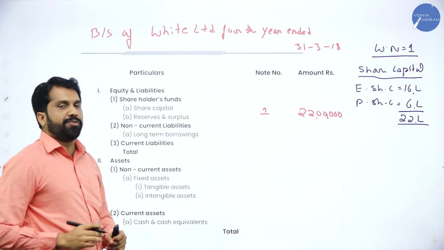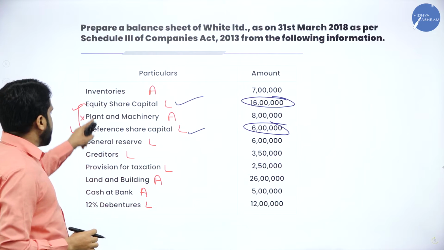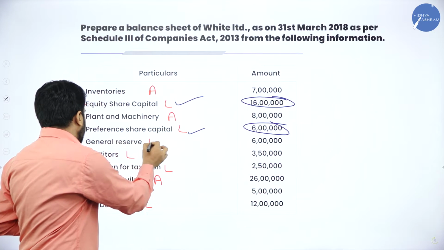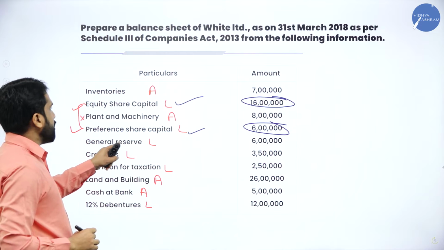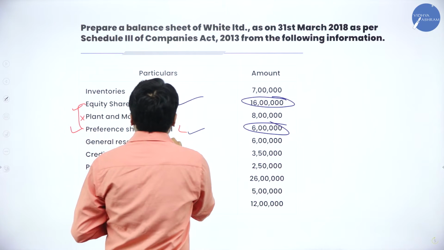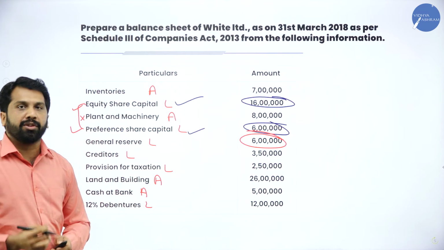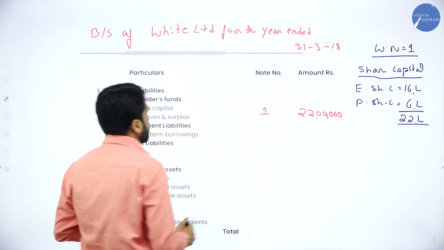Now, what is the next one? Reserve and surplus. So, as per the problem, reserve and surplus, yes. General reserve is nothing but your reserve and surplus. Now, reserve and surplus is 6 lakh. So, how much should we consider? 6 lakh.